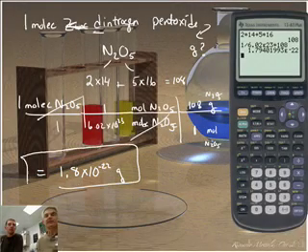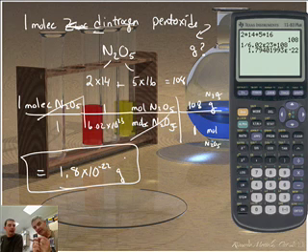Wow. That's a small number. But it's really tiny. It's just one molecule of N2O5, 7 atoms total.